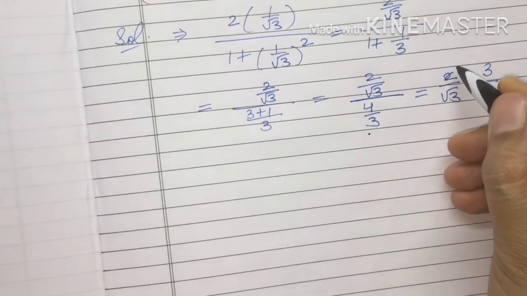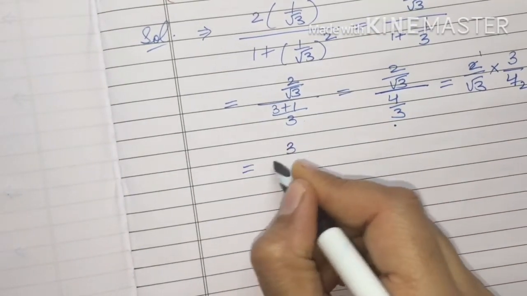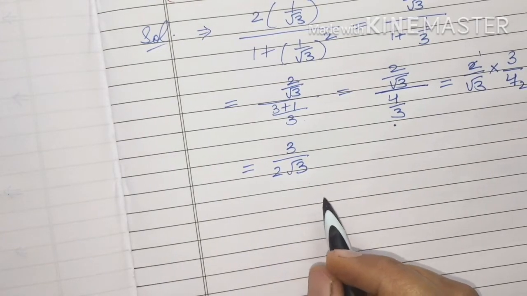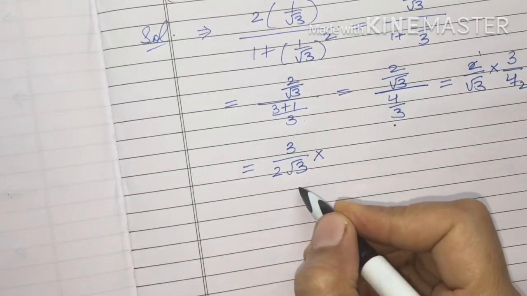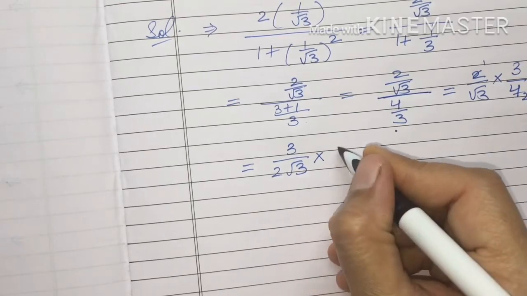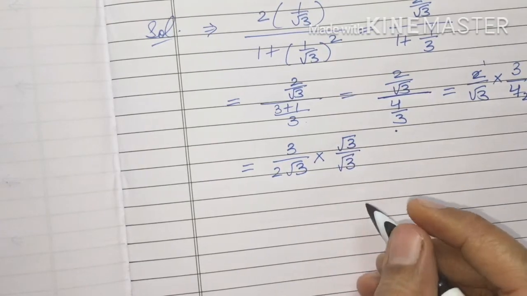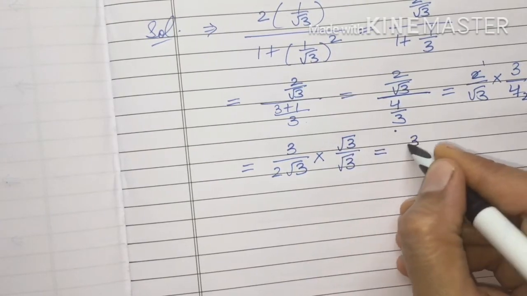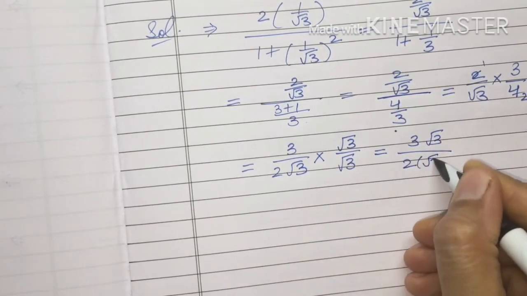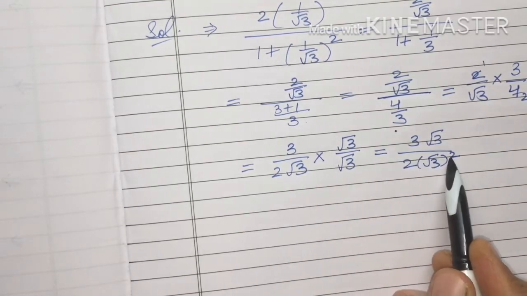So we can simplify. 2 1s are 2, 2 2s are 4. So what is there? 3 upon 2 root 3. We will solve this root, because this is the root in the denominator. We will rationalize it. Rationalize means we will multiply root 3 in the numerator and by root 3 in the denominator. So 3 root 3 in the numerator and 2 into root 3 square, because we are multiplying root 3 two times, square of root 3.